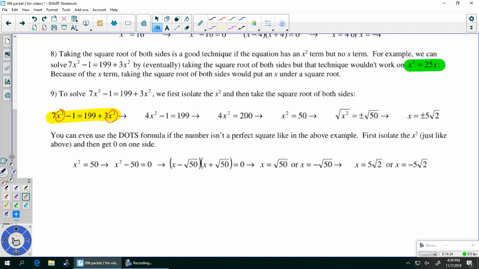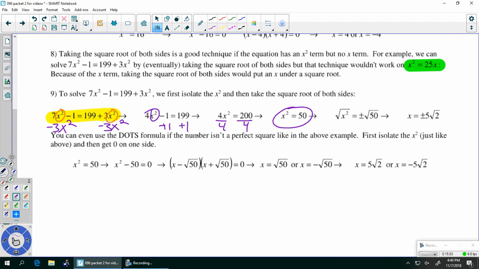So first thing we will do is get the x squared terms together on one side. Let's move them to the left-hand side. We'll subtract 3x squared from both sides. So that gives me 4x squared minus 1 on the left. That's right here. And then just the 199 remains on the right-hand side. Still trying to get the x squared isolated. So let's move that 1 to the other side by adding 1 to both sides. So 4x squared equals 200. Still trying to get the x squared by itself. So let's move the 4 to the other side now by dividing both sides by 4. And finally, we get x squared equals 50.